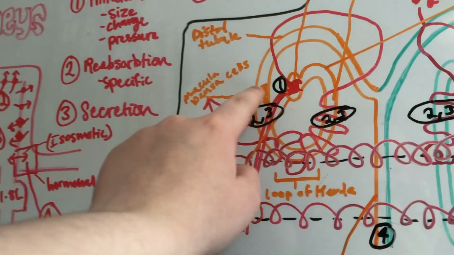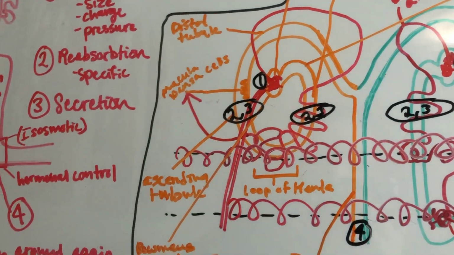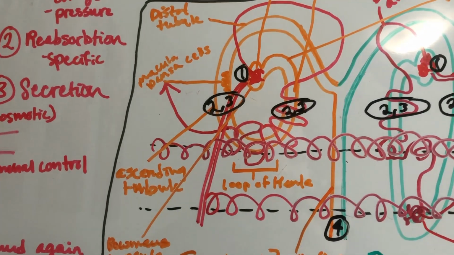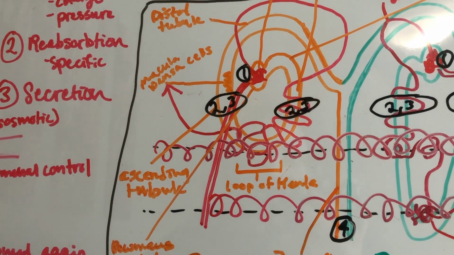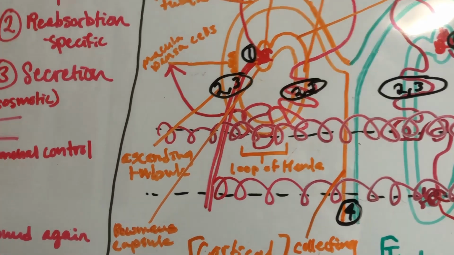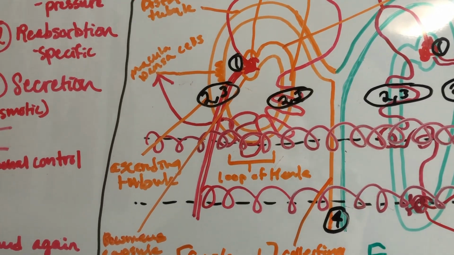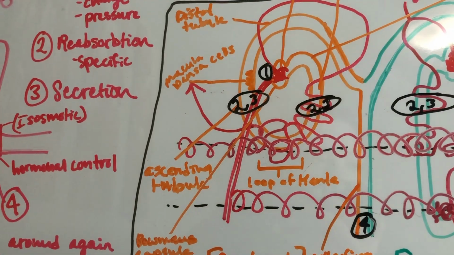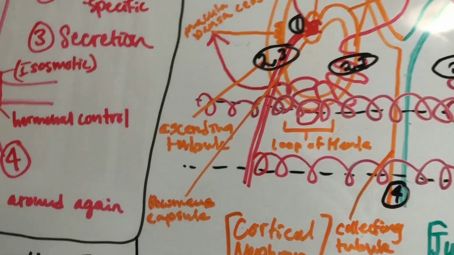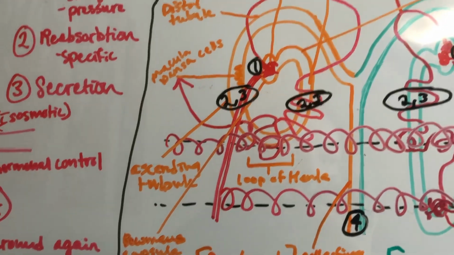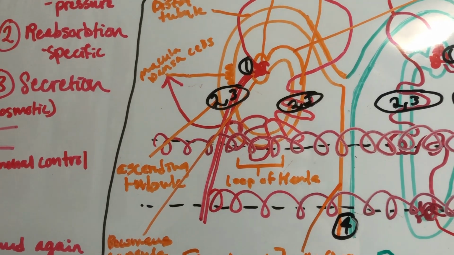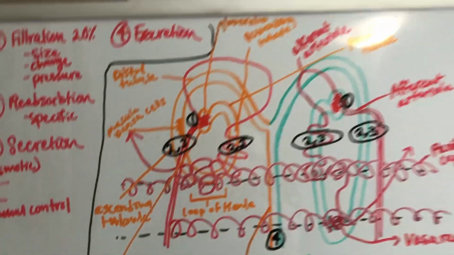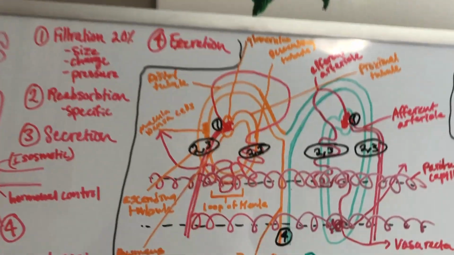Another important thing is this little grouping of cells right here across from the glomerulus Bowman's capsule apparatus. It is called the macula densa, and it contains the macula densa cells. We'll talk a little bit about what they do, but they are specifically there to sample the filtrate and make sure that the right things are being absorbed at the right rates.